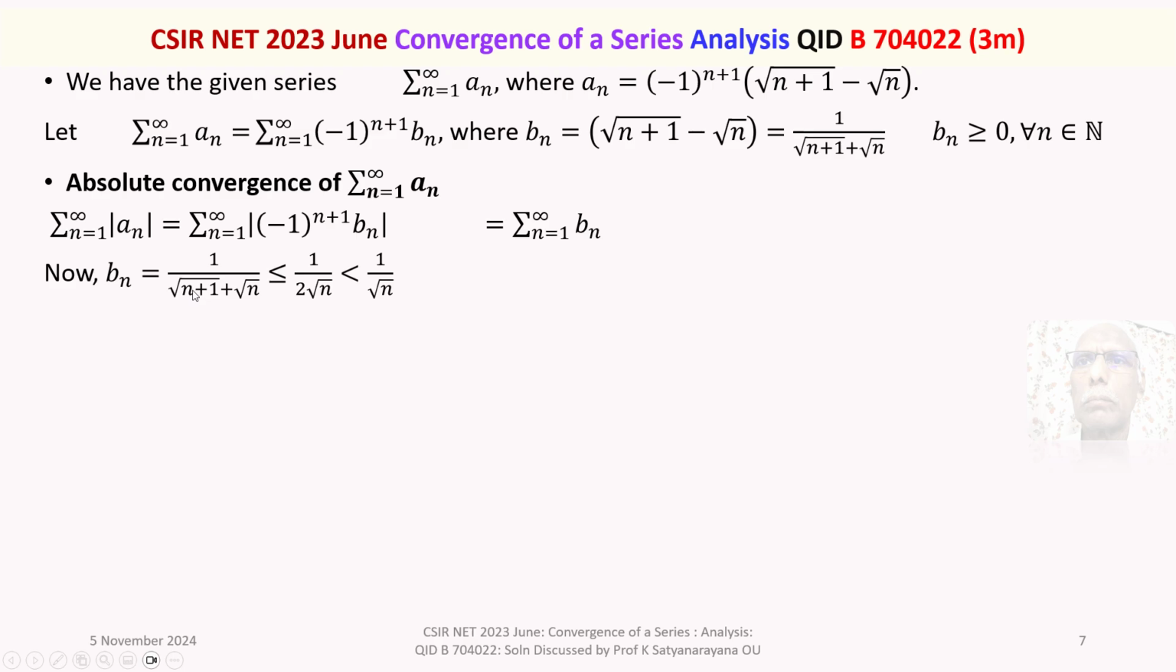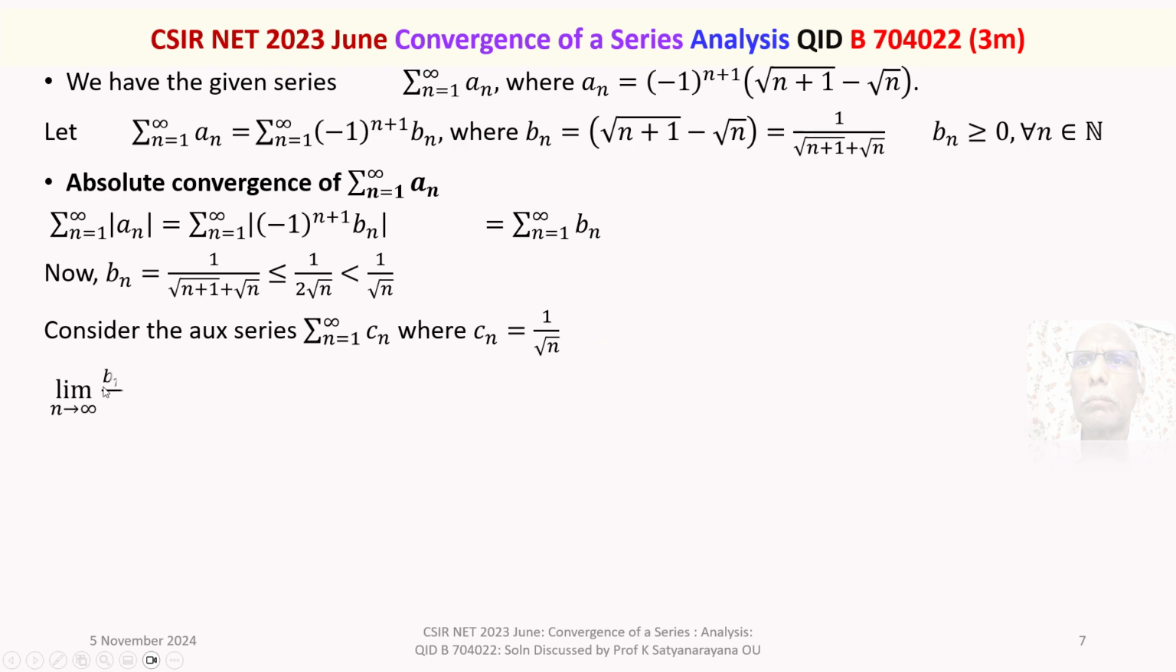bn is 1 by root of n plus 1 plus root of n, which you can see is less than or equal to 1 by root n. So 1 by root of n plus 1 plus root of n is less than or equal to 1 by 2 times root of n, which is less than 1 by root of n. This tells us you have to consider the auxiliary series as 1 by root n. So, consider the auxiliary series sigma n equals 1 to infinity cn, where cn is 1 by root n. Now, we apply the limit comparison test.